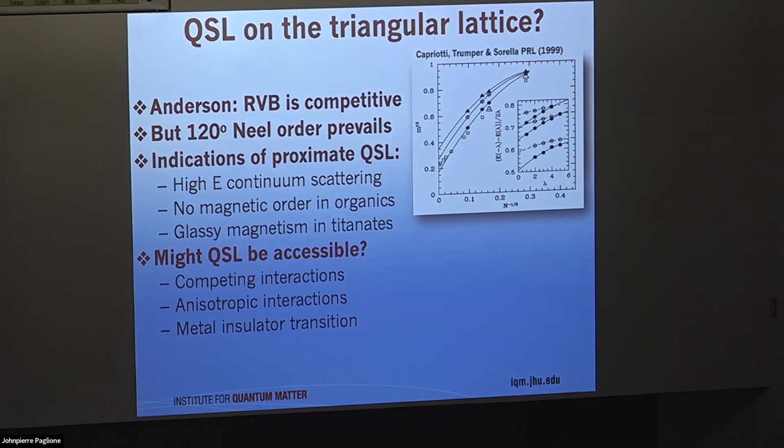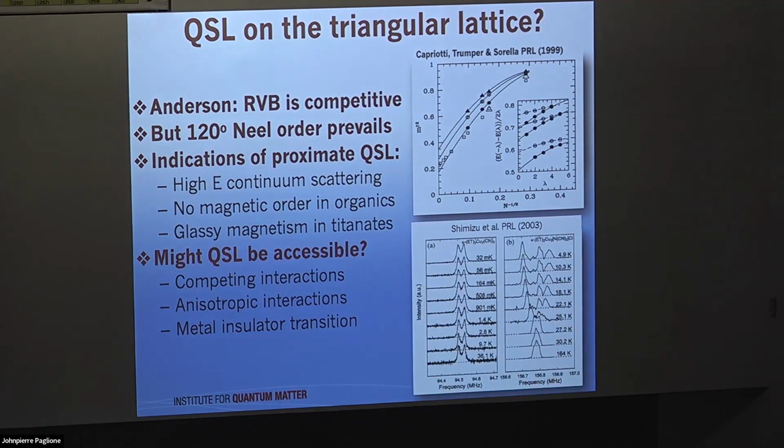Okay, but still that hasn't held people back from thinking about the possibility of some kind of spin liquid physics on the triangular lattice. And in fact, there are a number of materials, including these organic magnetic systems.